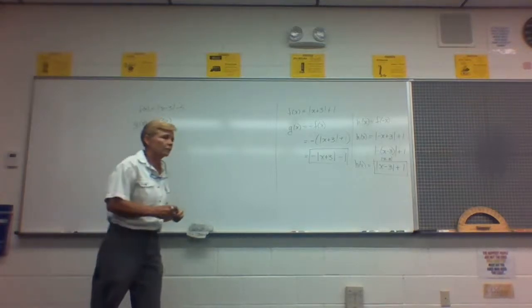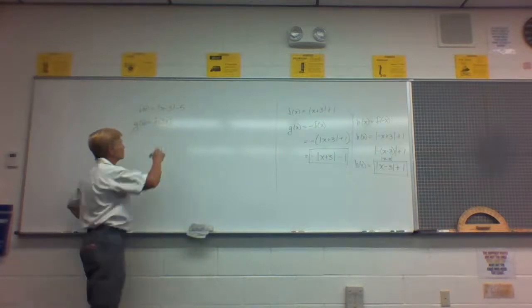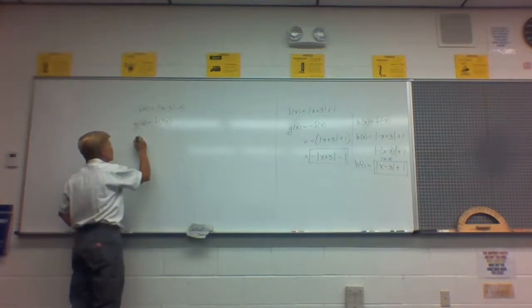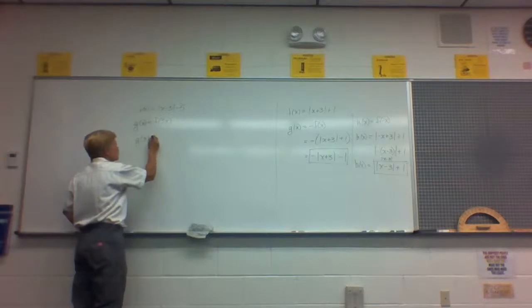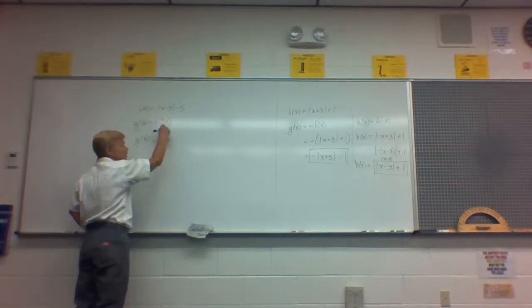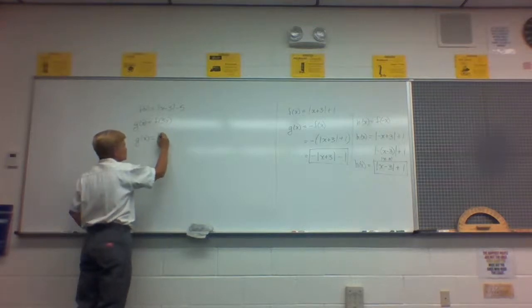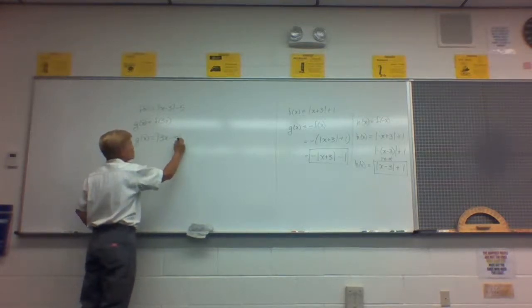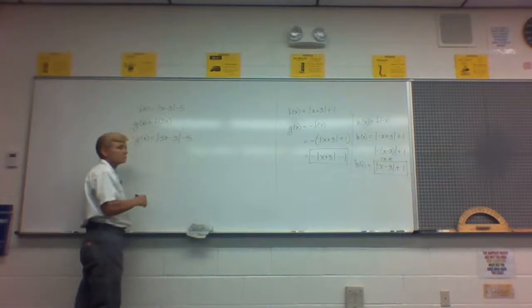Okay? Y'all follow? And then, knowing what we know about function notation, it means now to write g so that all the x's in f have been replaced with 3x. That's what that means. So it's going to be the absolute value of 3x minus 3, minus 5. That's it.